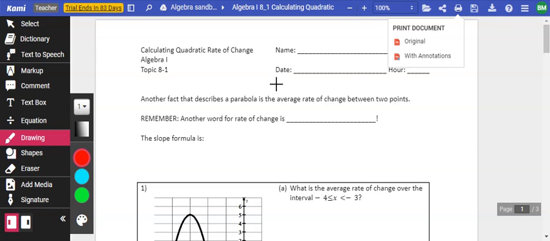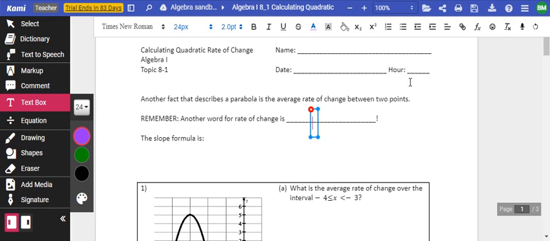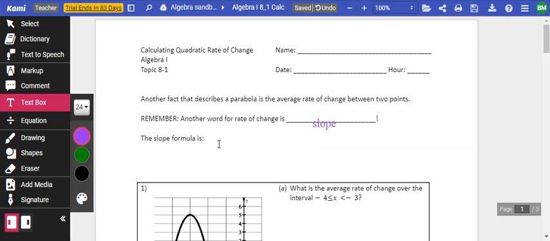Going to talk about rate of change. Another fact that describes a parabola is the average rate of change between 2 points. Remember, another word for rate of change is, you said slope, you were right. And one more time, what the slope formula is.